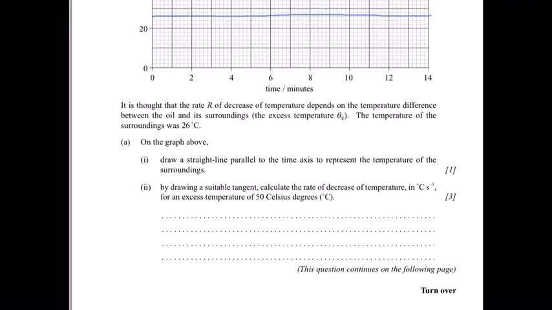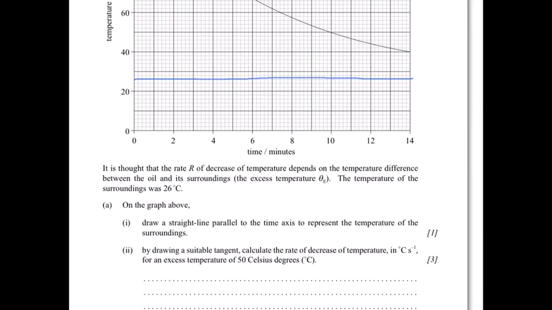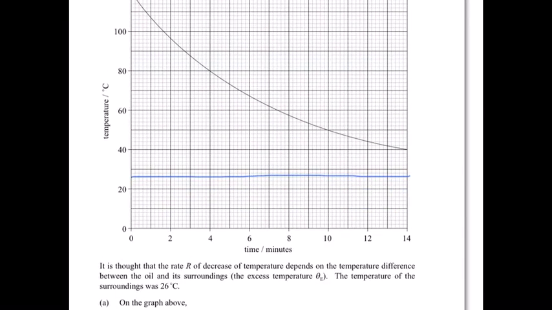Part 2 then asks us to draw a suitable tangent in order to calculate the rate of decrease of temperature for an excess, and that's really important, excess temperature of 50 Celsius. So we have to add the initial 26 degrees onto that. So we're looking to draw a tangent to the curve at 76 degrees. If we find that on here, that will be here, just where that blue dot is.